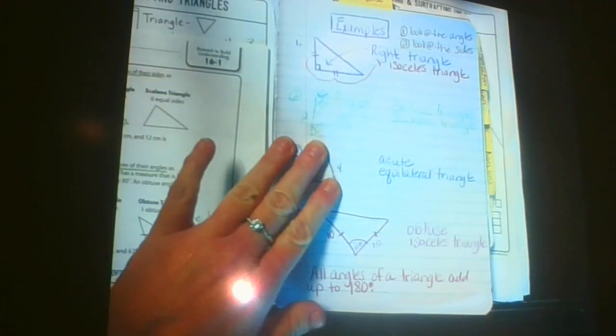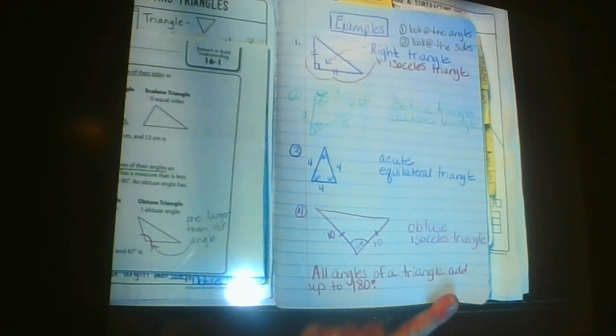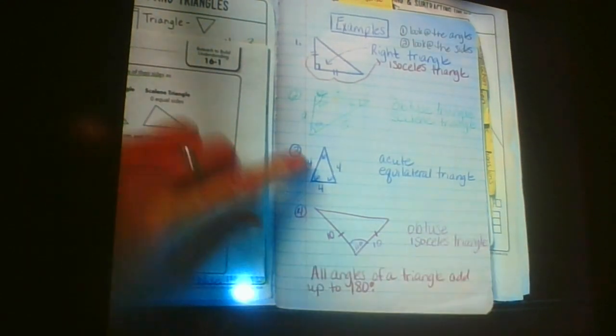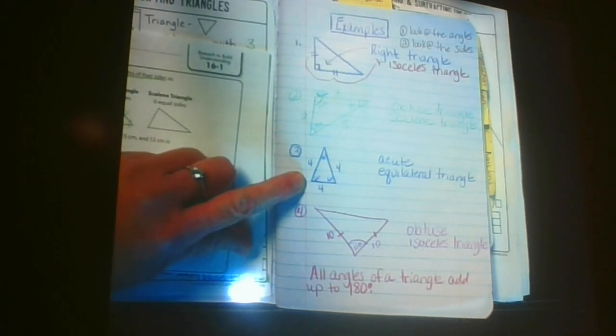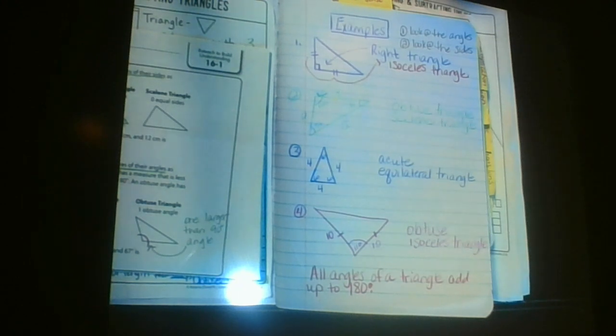As you can see here, I have the notes that you took with Mrs. Ray on Friday, and I wanted to add a note to the bottom of that. I wanted to let you know that all of the angles of a triangle add up to 180 degrees. So for example, let's look at number 3. Notice that we had a 60-degree angle, a 60-degree angle, and a 60-degree angle. If you were to add up 60 plus 60 plus 60, that equals 180 degrees.